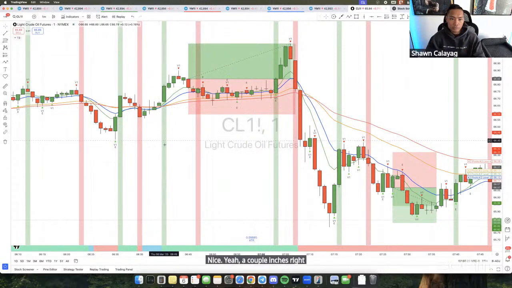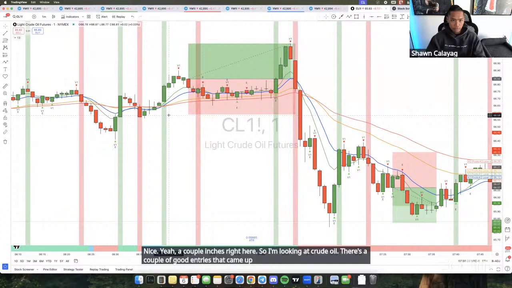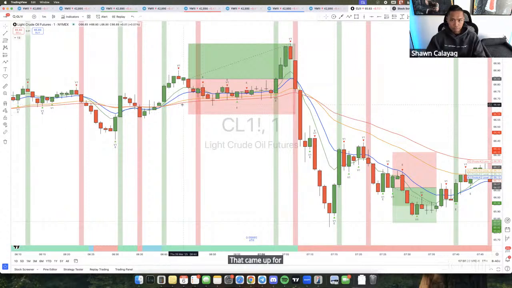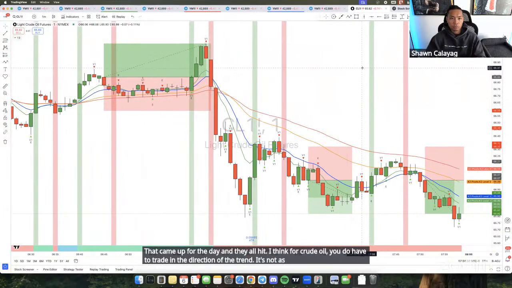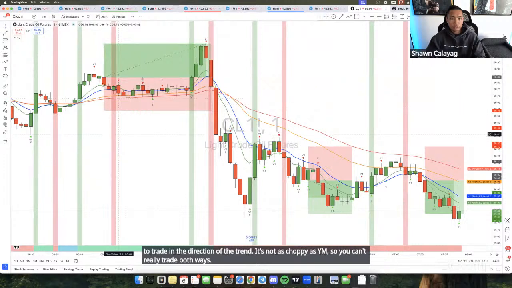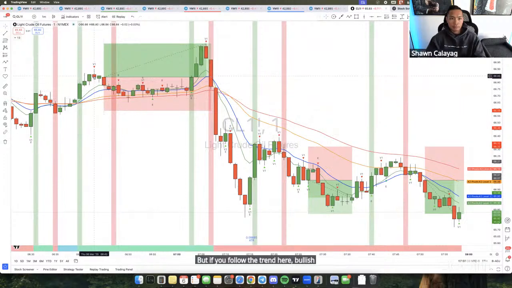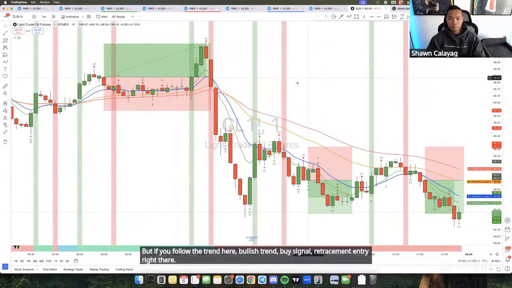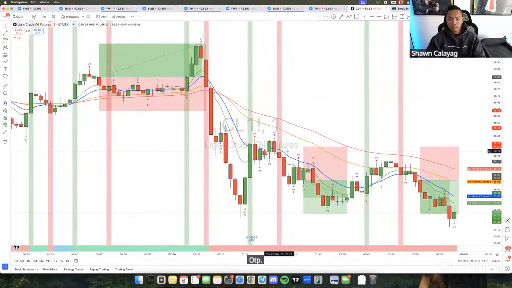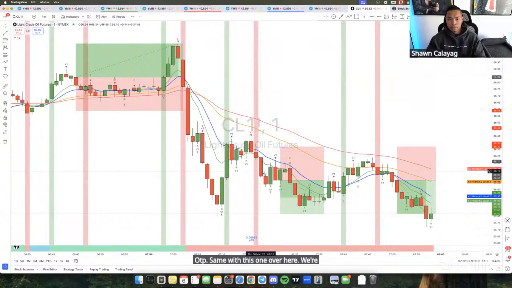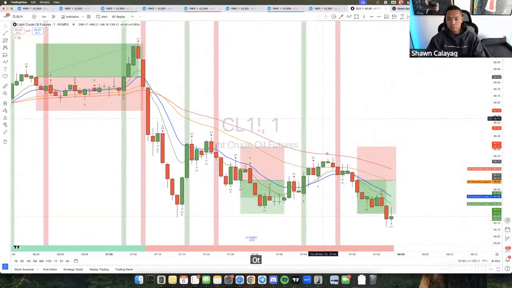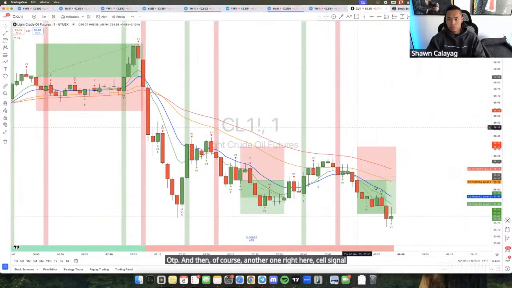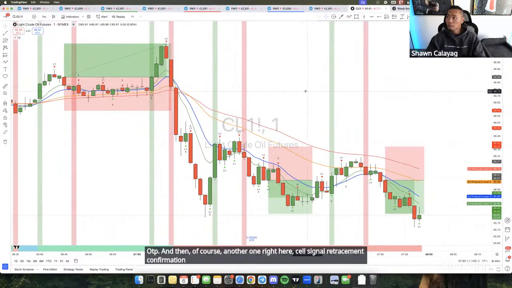So I'm looking at crude oil. There's a couple of good entries that came up. There's about 3 entries that came up for the day, and they all hit. I think for crude oil, you do have to trade in the direction of the trend. It's not as choppy as YM, so you can't really trade both ways. But if you follow the trend here, bullish trend, buy signal, retracement, entry right there, full TP. Same with this one over here. We're in a bearish trend, sell signal, retracement, confirmation, full TP. And then, of course, another one right here, sell signal, retracement, confirmation, full TP. So pretty solid right there.